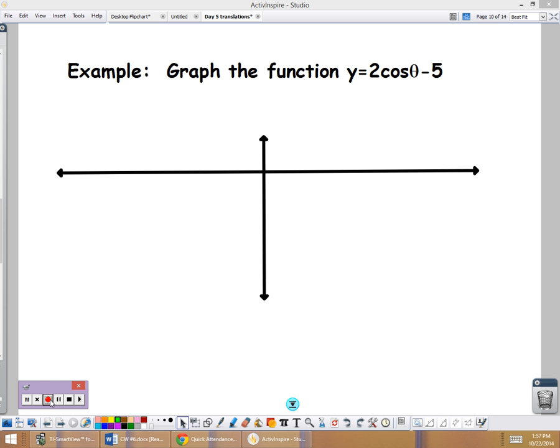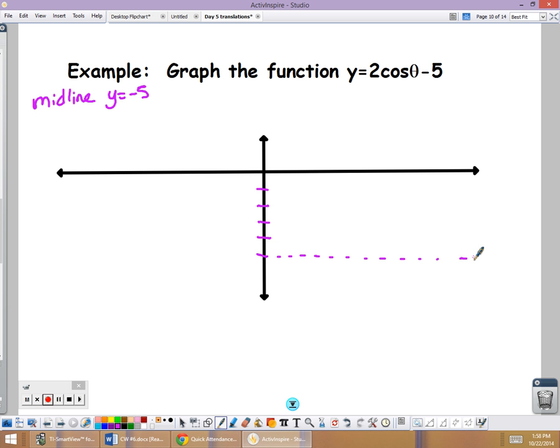So, let's first identify where our midline is going to be. 2 cosine theta minus 5. Down 5. So our midline is at y equals negative 5. So down at 1, 2, 3, 4, 5, this is our midline. Okay? And then we have 2 cosine theta.